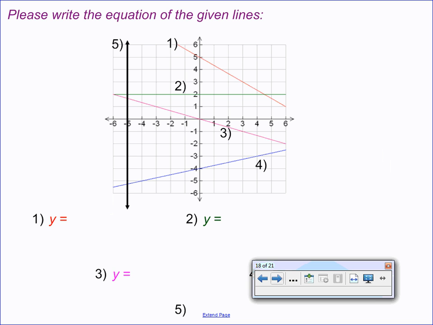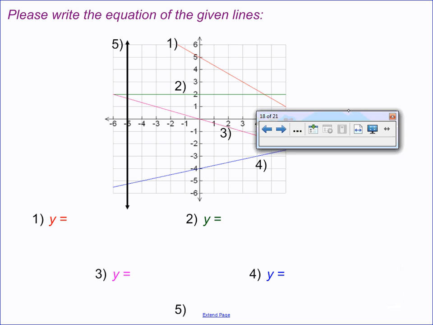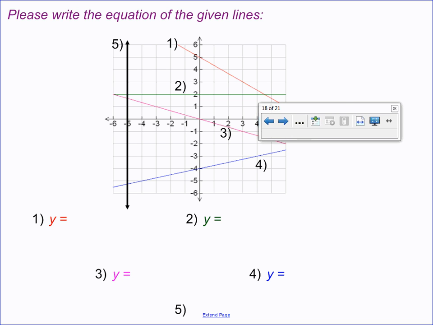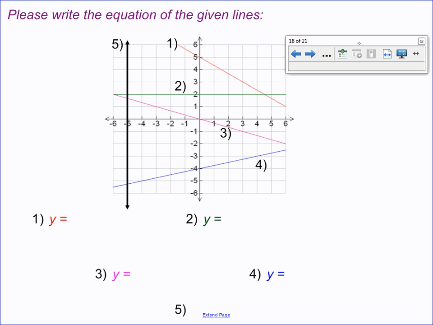Our final thing today mixes up the colors. And so we try to do 1 in red labeled up there. 2 is this green horizontal line. 3 is the pink line through the origin. 4 is the blue line in the lower half of the graph. And then 5 is the vertical black line. Let's go ahead and get an equation for each of those. Be ready to share with the class on the smartboard.